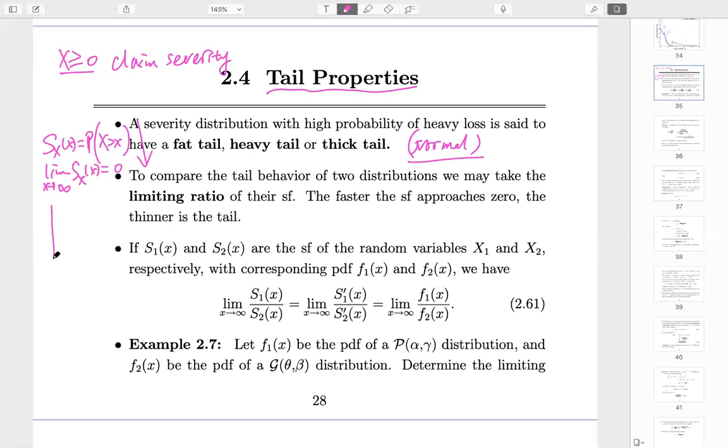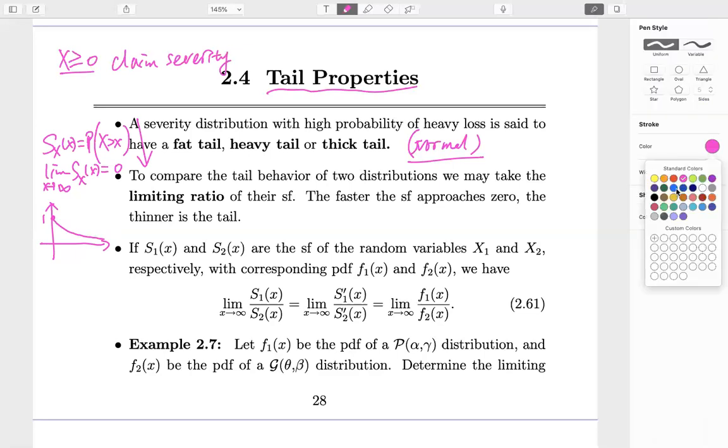If I draw a small picture, it should look like this. You start with 1, and then it decreases. Of course, it can go to 0 at different speeds. So it might go a lot faster, say the blue line, which is a lot faster when approaching 0.